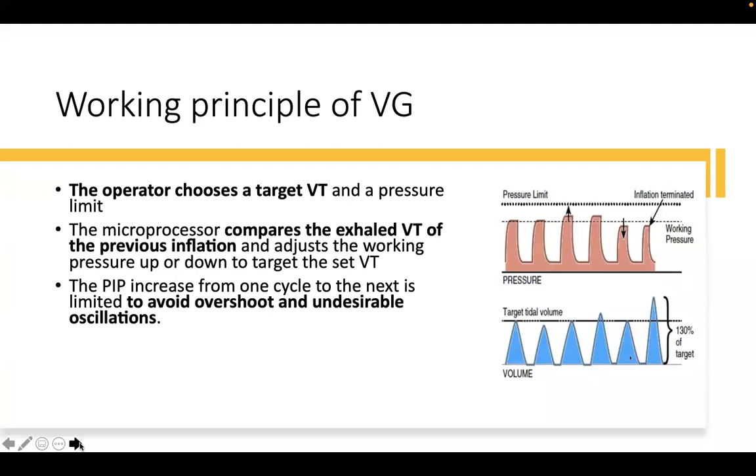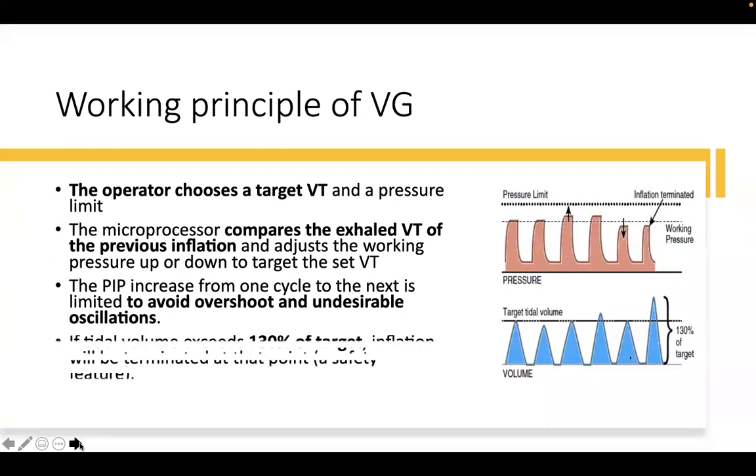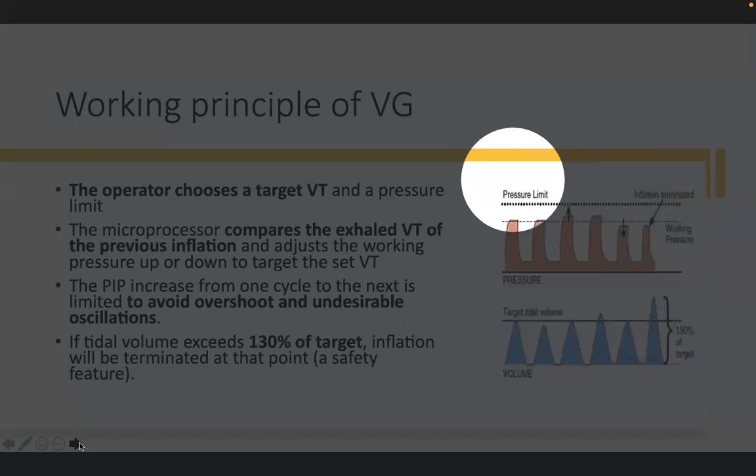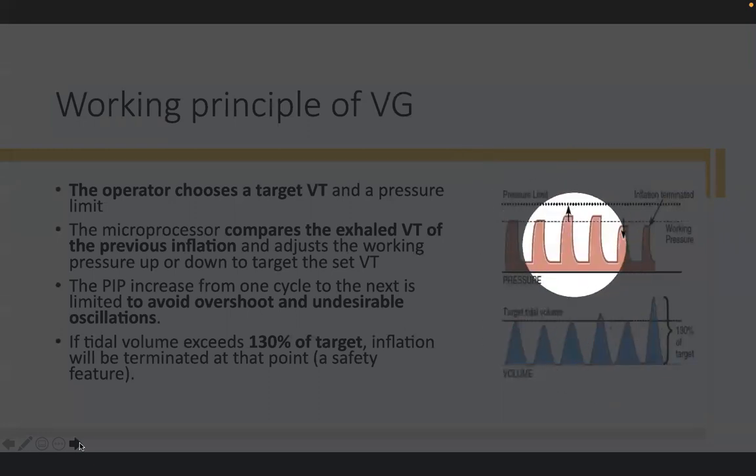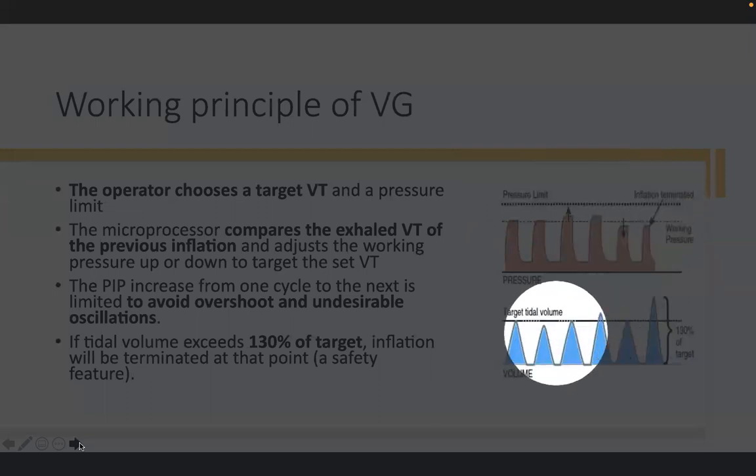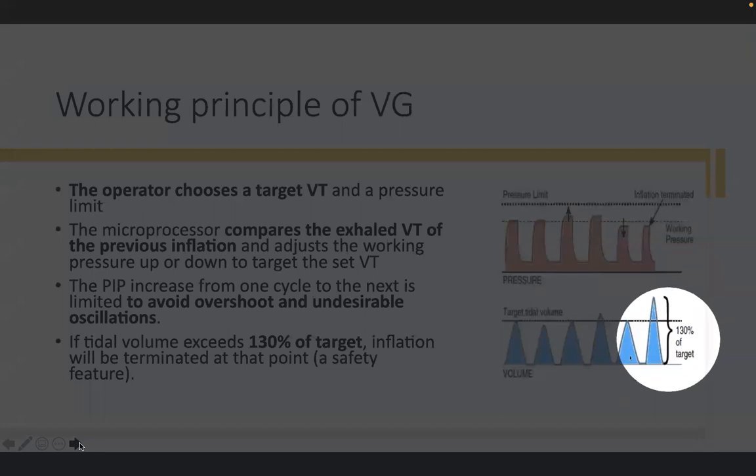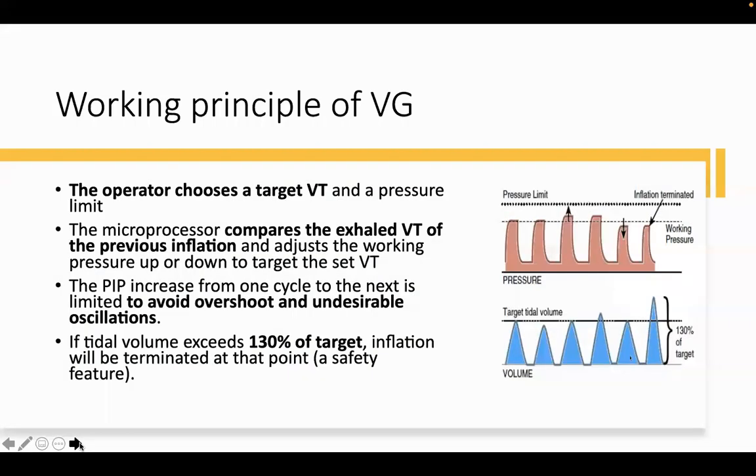The PIP increase from one cycle to the next is limited to avoid overshoot and undesirable oscillations. If tidal volume exceeds 130% of the target VT, then inflation is terminated at that point, which is a safety measure in VG. As can be seen in the figure, the physician sets a pressure limit. Then according to the tidal volume that is delivered, the machine or the algorithm adjusts the PIP up to that particular limit and tries to achieve the VT set by the physician. And once the delivered volume is more than 130%, the inflation is terminated so that excessive pressure is not provided and injury is limited.